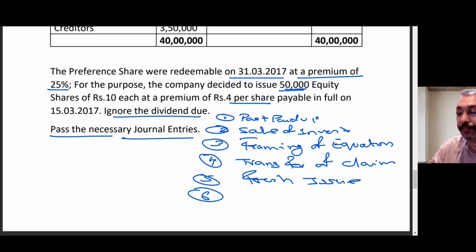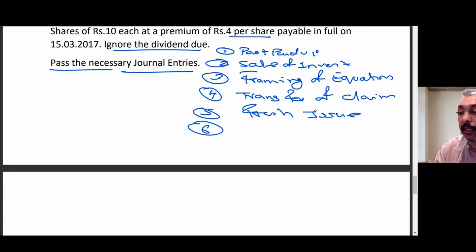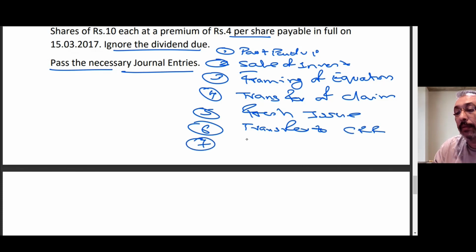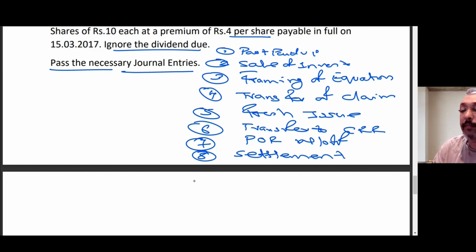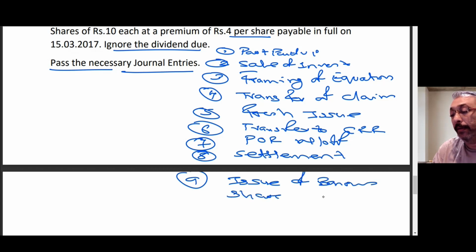Sixth, transfer to CRR. Seventh, POR written off, writing off of premium on redemption. And the eighth one, settlement. Ninth, issue of bonus shares, if applicable. Right? So these are the steps. Keep these steps in mind while solving a question.